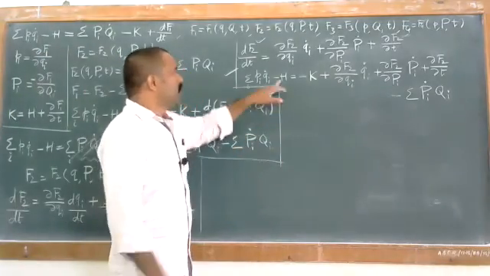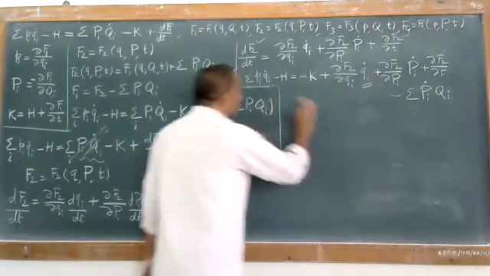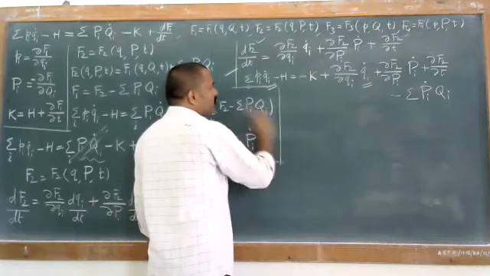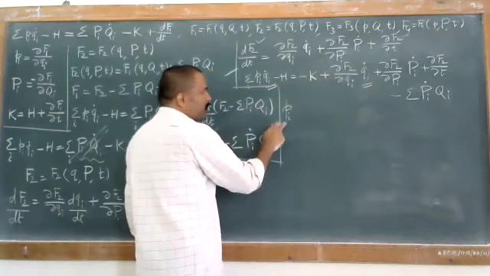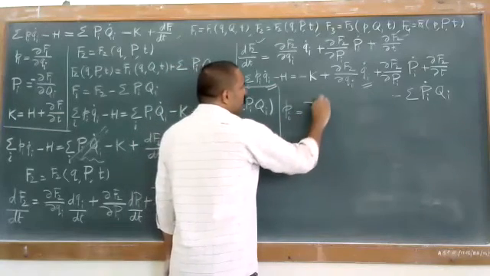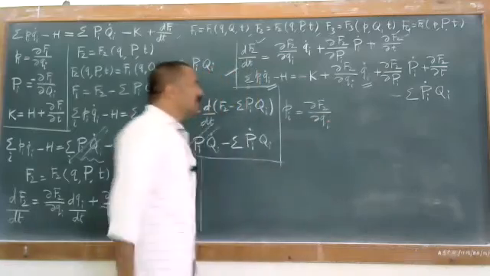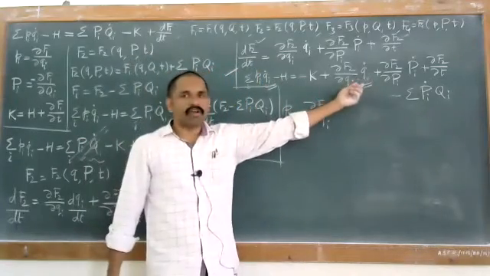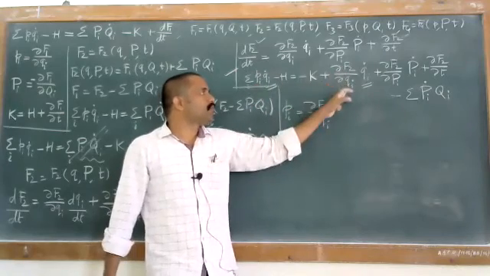What is the first condition? Just compare this q_i dot with this q_i dot. So what is the first value? The first value that we get is nothing but p_i, and that p_i is nothing but ∂F2/∂q_i. Here q_i dot is there, here q_i dot is there, so you can have a value that p_i is equal to ∂F2/∂q_i.